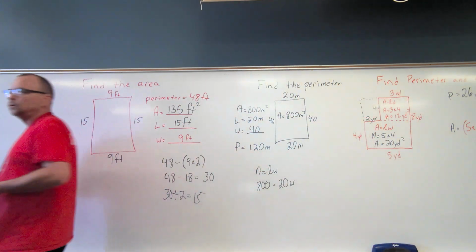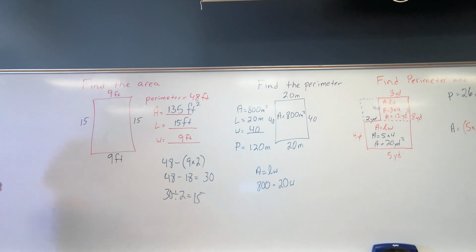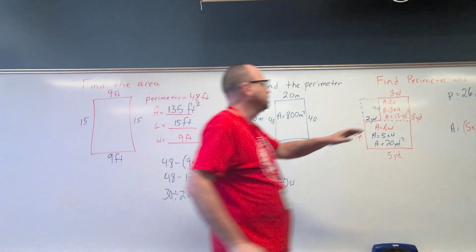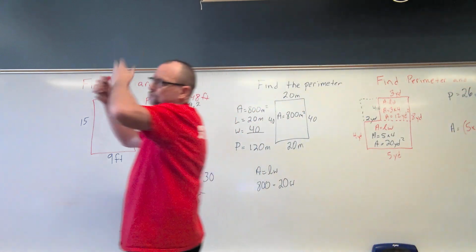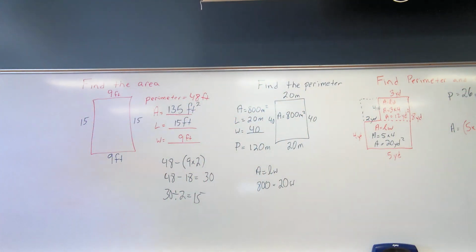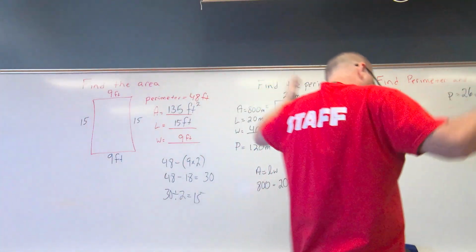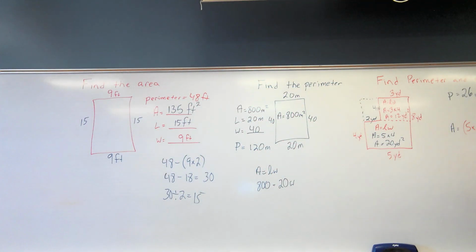So I figured out the area of the smaller rectangle was 12 yards. The area of the bigger rectangle was 20 yards. And how would I figure out the total area of the whole shape? She doesn't know it. Never mind. But no, you're going to answer me.